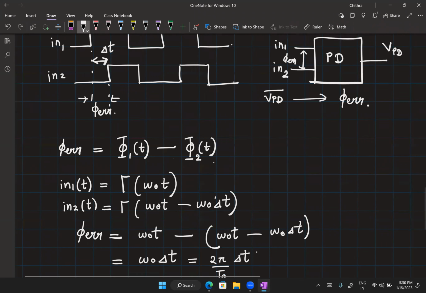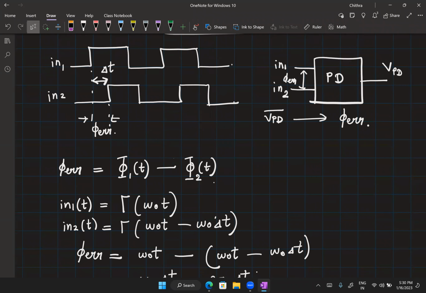Okay. So our definition of phase error is such that we are going to subtract the total phase of phi2 from phi1. If I have two inputs in1 and in2, this is how we are going to calculate. So if in2 is lagging in1, we will have a positive phase error. Okay.